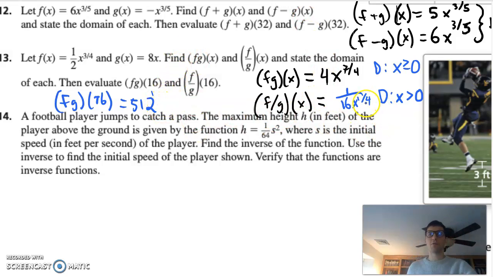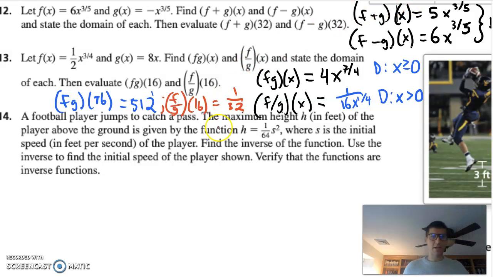And now the 4th root, well, we had just said the 4th root of 16 is 2. 16 times 2 is 32, so f over g of 16 is 1 over 16 times 2, or 1/32.